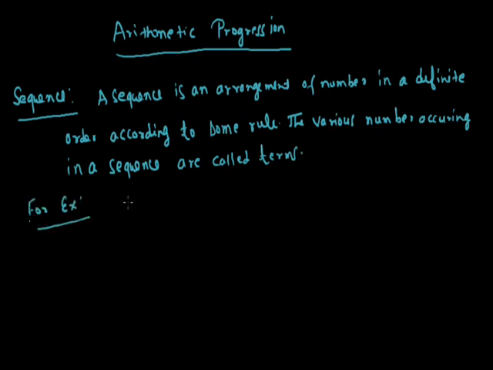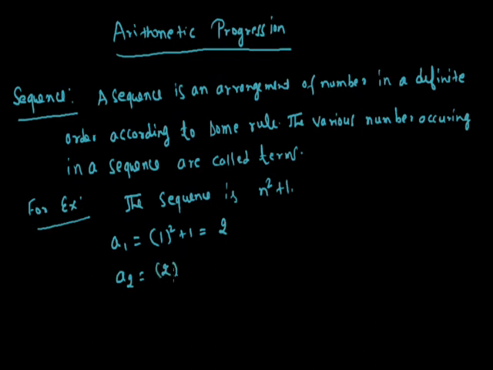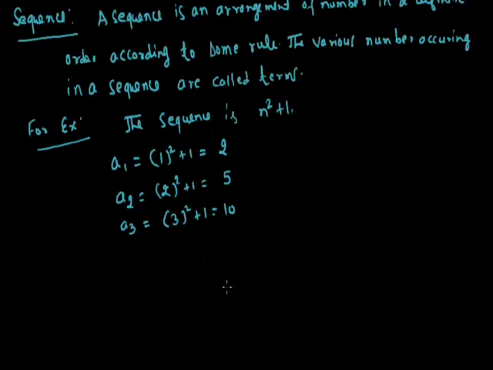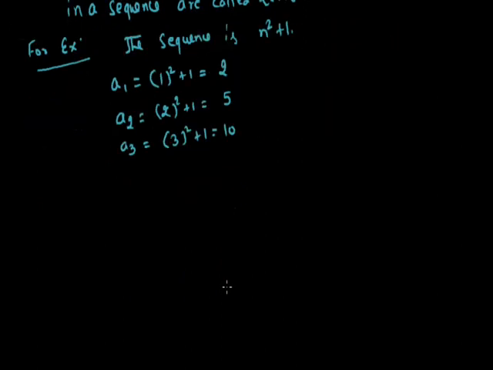For example, the sequence is given by n square plus 1. Then the first term of this sequence will be 1 square plus 1, which is equal to 2. The second term will be 2 square plus 1, which is equal to 5. And the third term is 3 square plus 1, which is equal to 10. So a sequence is an arrangement of numbers in a definite order according to some rule, and the various numbers occurring in this sequence are called its terms.